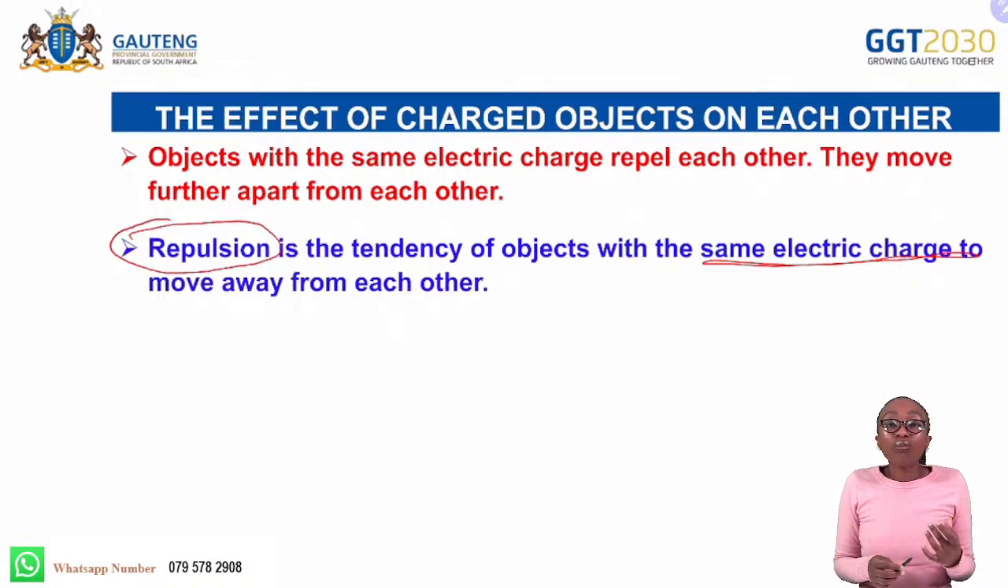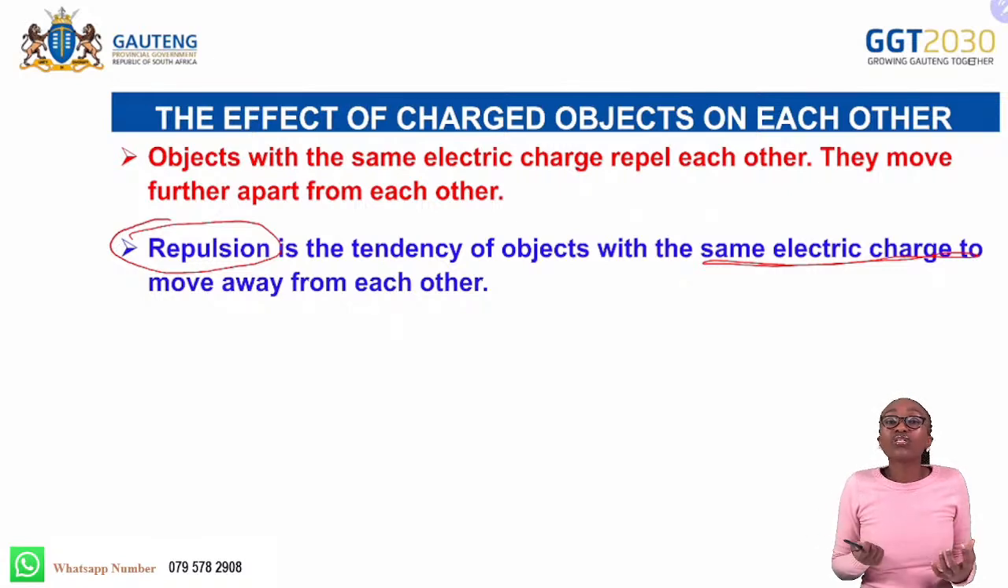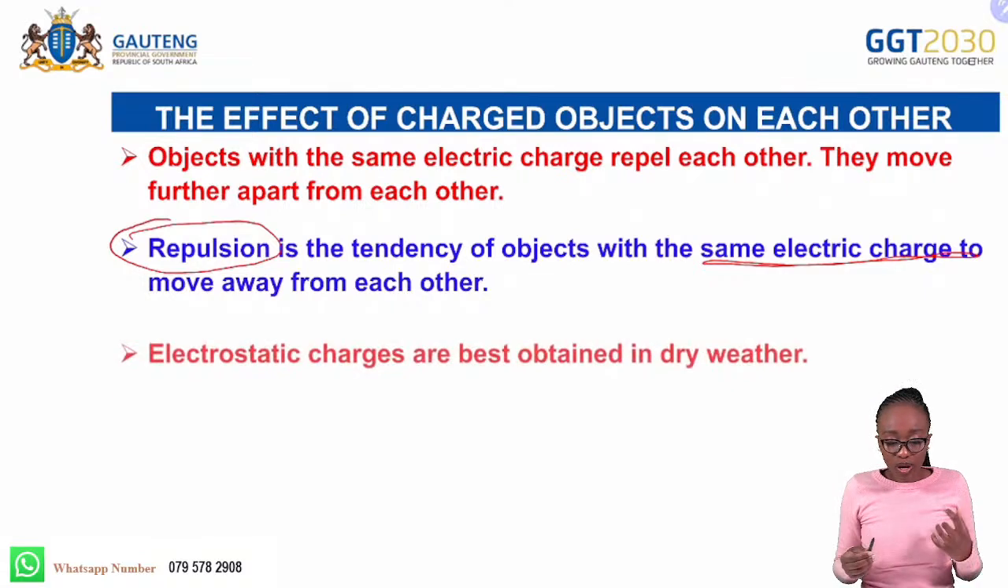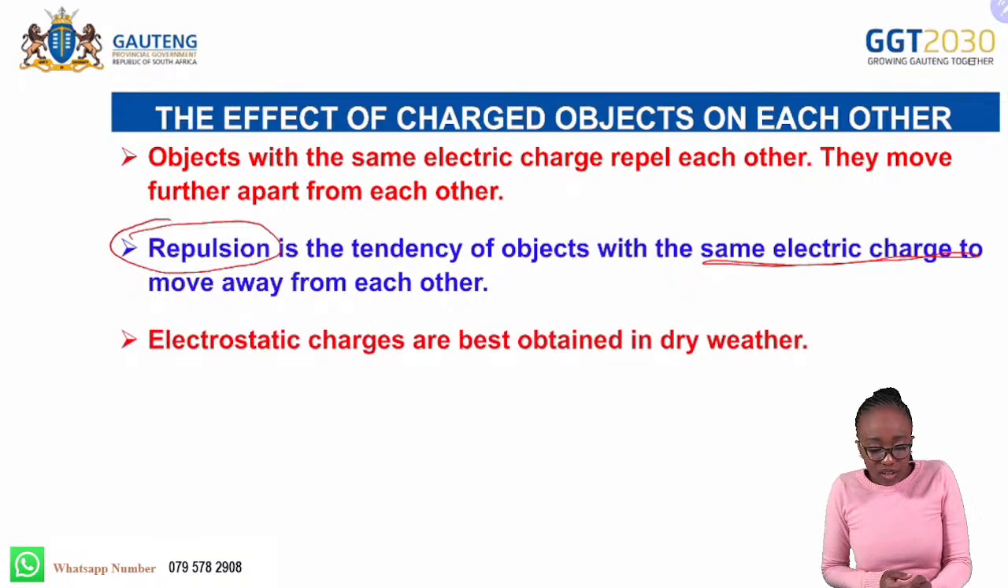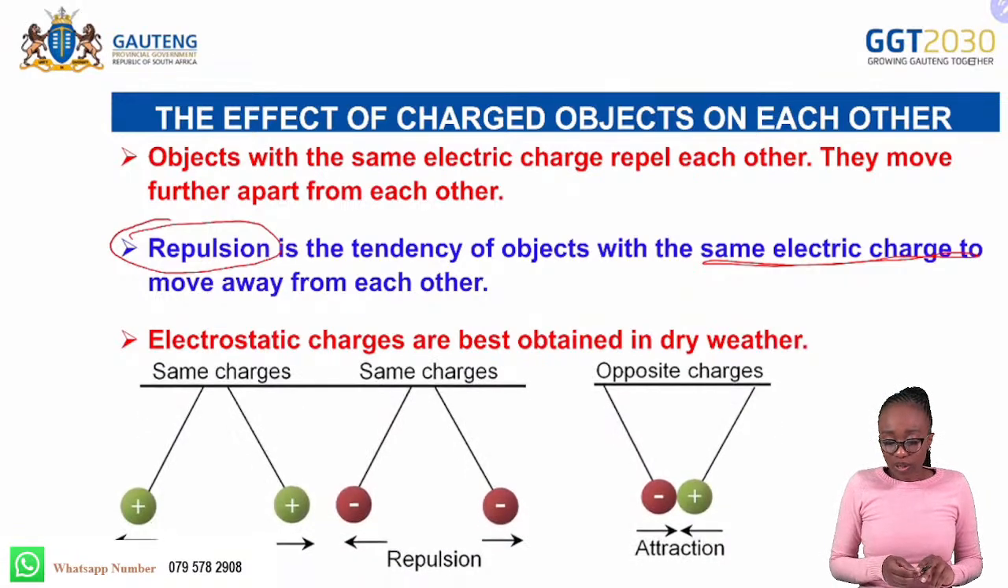So if an object is positively charged and there's another object that is positively charged, they are not going to be attracted to each other. They are going to repel each other because their charges are the same, so they move away from each other. Electrostatic charges are best obtained in dry weather. When it's very dry, this is when they're best obtained.